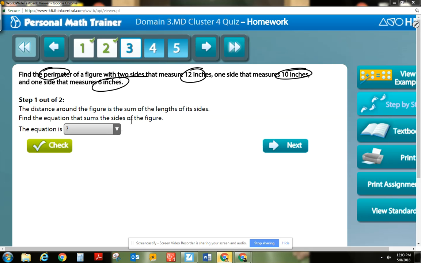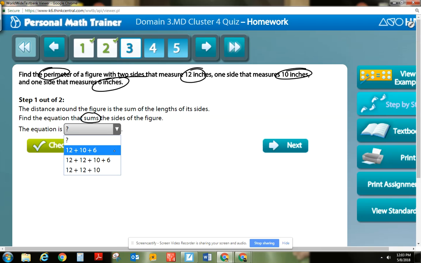But let's go ahead and look at this. The distance around the figure is the sum of the lengths of its sides. Find the equation that sums the answer to an addition problem, the sides of the figure. So the equation is 12 plus 12 plus 10 plus 6.